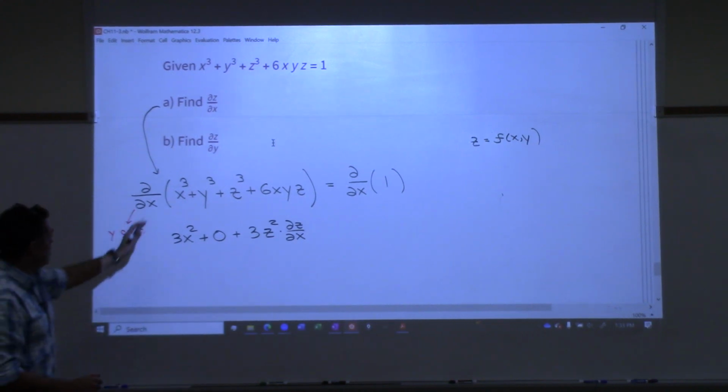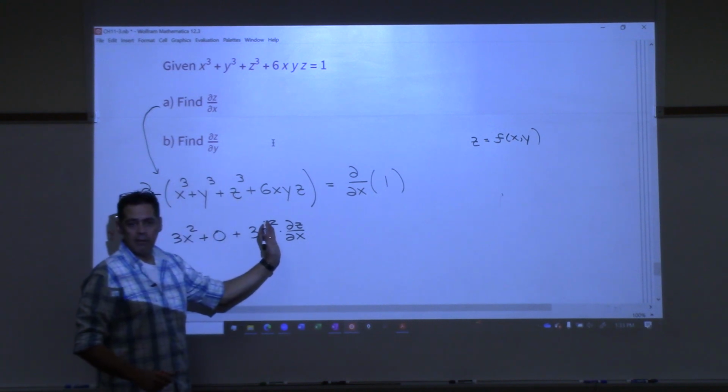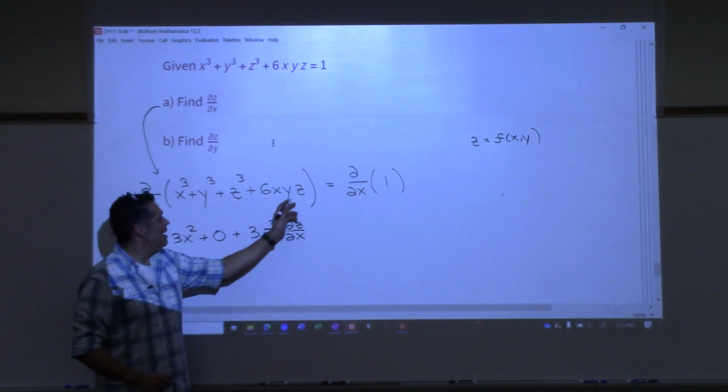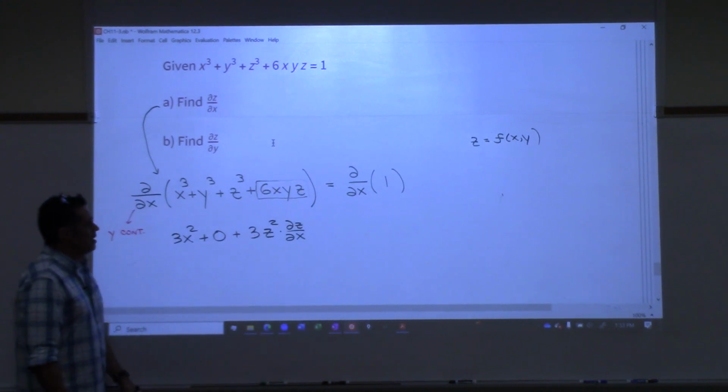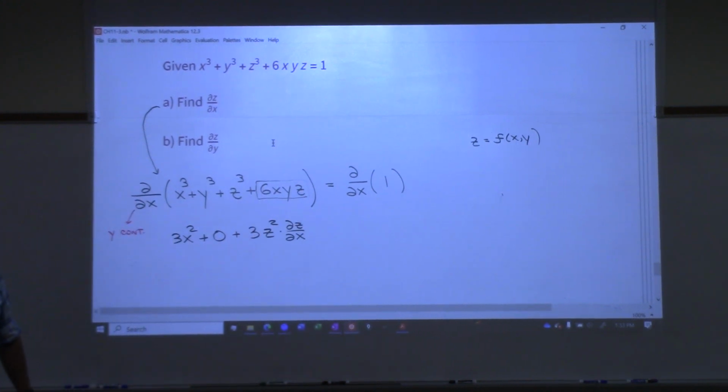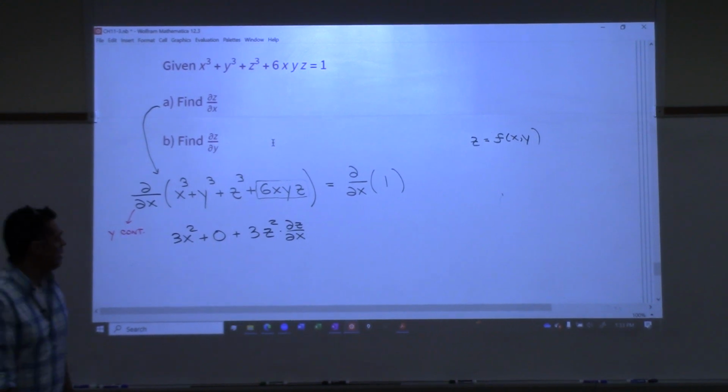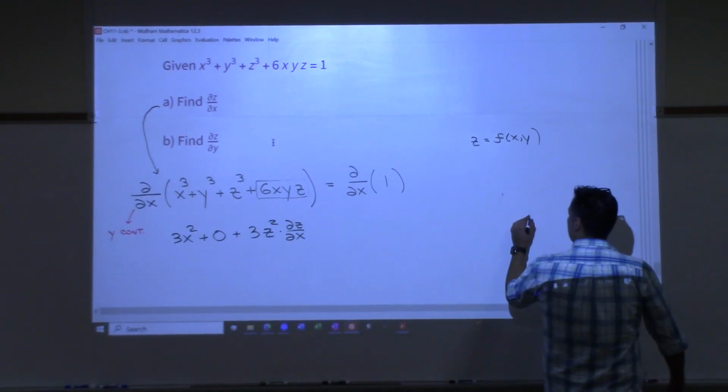All right, I'm done with the first 3 terms. Now, this. You have to be extremely careful because the y is a constant, right? But the x is not a constant, and the z is not a constant, which means I'm going to need the product rule if I differentiate that. Let me do it over here. I'm going to kind of rewrite it.